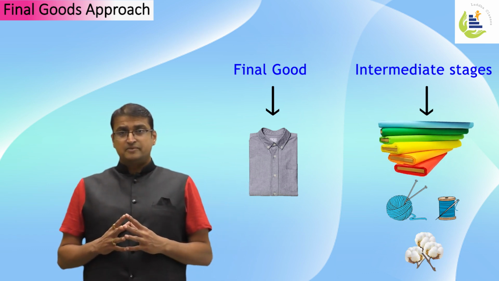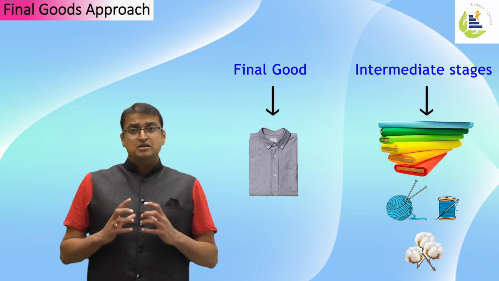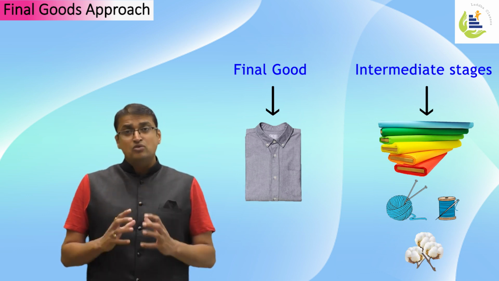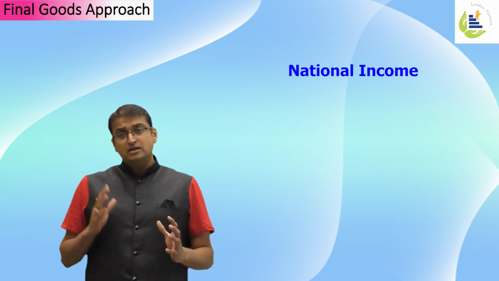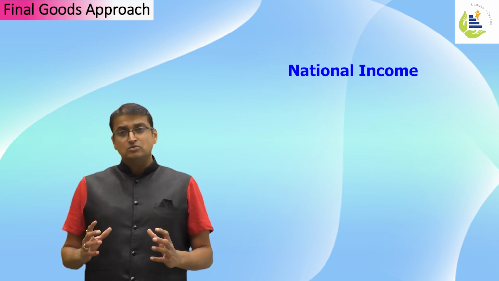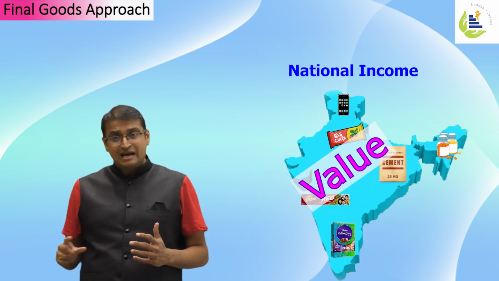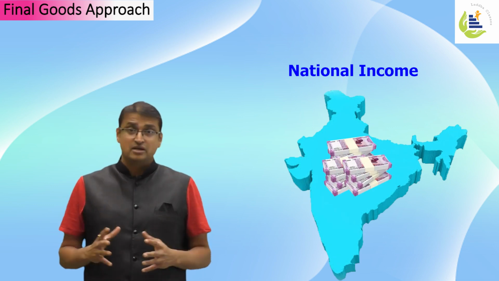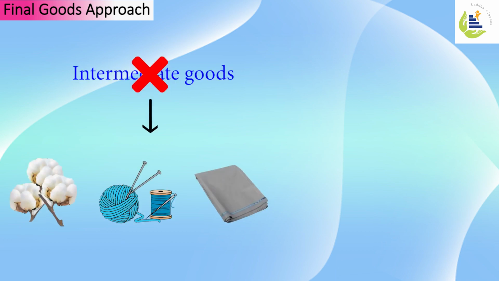are intermediate stages. So in final goods approach, what we assume is that the goods which are now ready for final consumption are only considered. So while calculating national income from final goods approach, we assume that values of all the final goods and services produced in the entire country form national income. Understand, in calculation of final goods approach of national income, we do not consider values of intermediate goods.